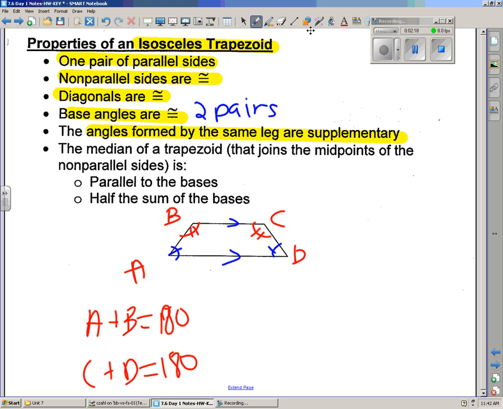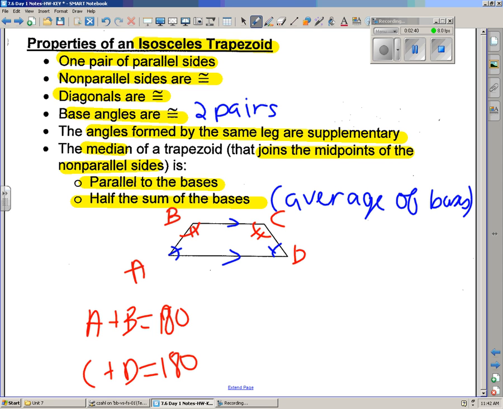And then the last one talks about the median of a trapezoid. The median is a line segment that joins the midpoints of the non-parallel sides. So that median is not only parallel to the bases, but it's also half the sum of the bases. In other words, it's really the same thing as the average of the bases.